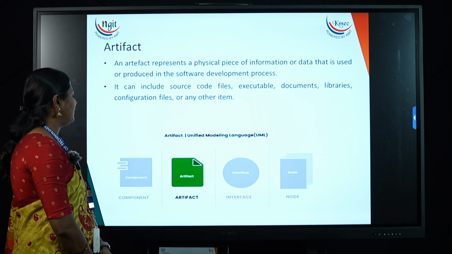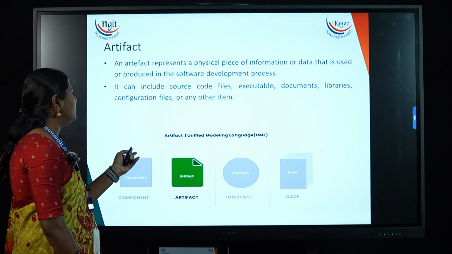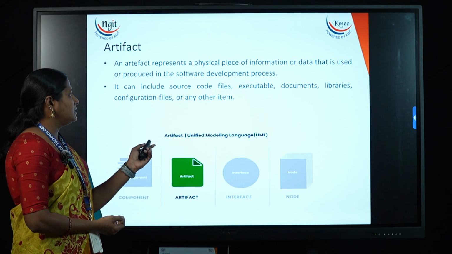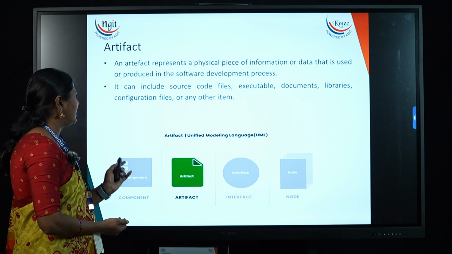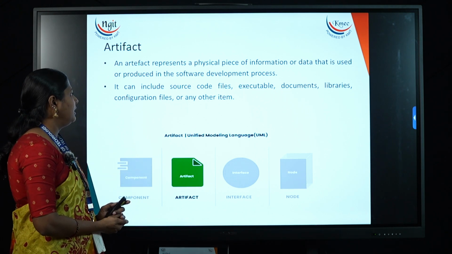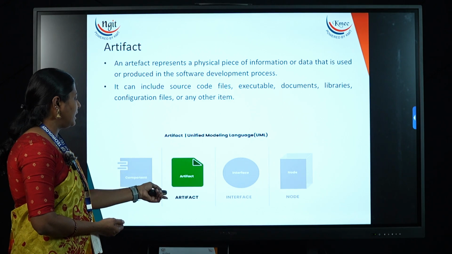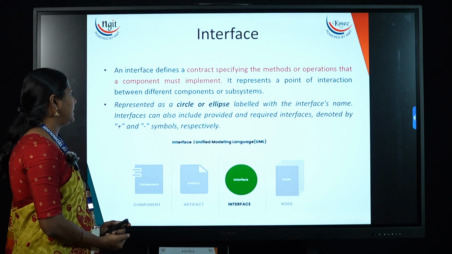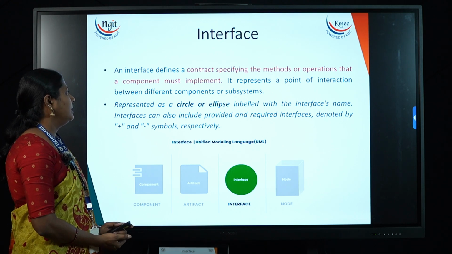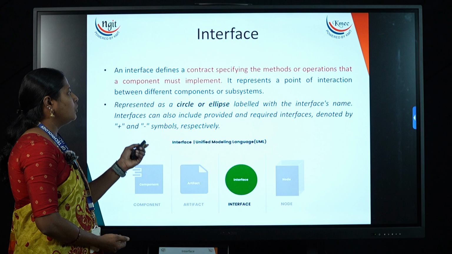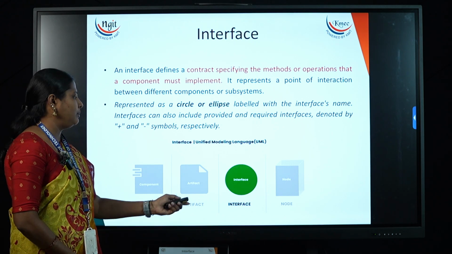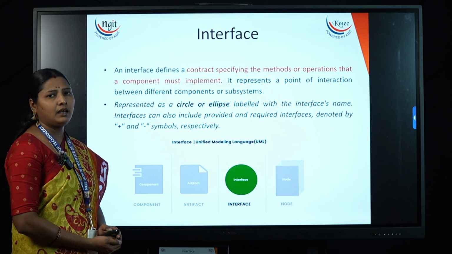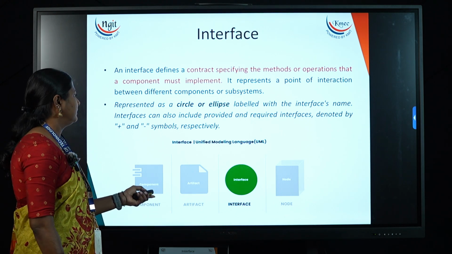The next one is the artifacts. These artifacts are useful to include the source code files as well as the executable documents, libraries, configuration files and any other items. So everything can be defined in the artifacts. The next notation is an interface. An interface is an interconnection between two methods or operations that can be represented with a circle symbol, where inside that circle we can define the name of the interface.